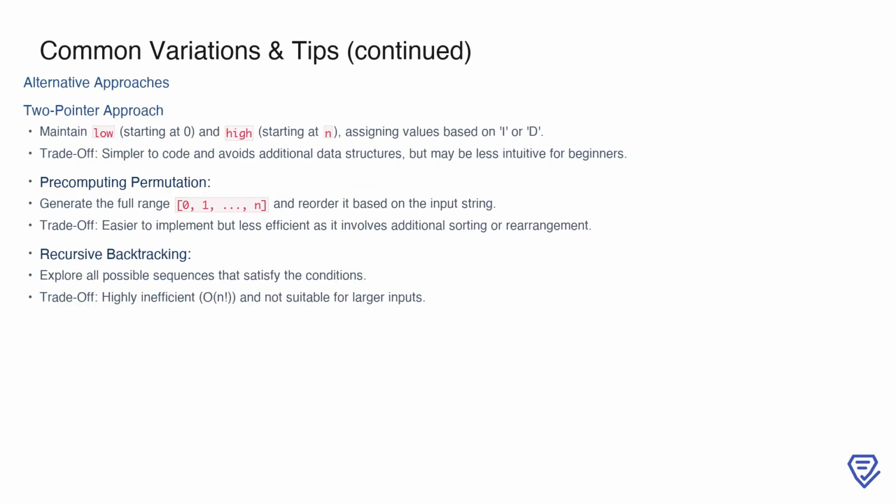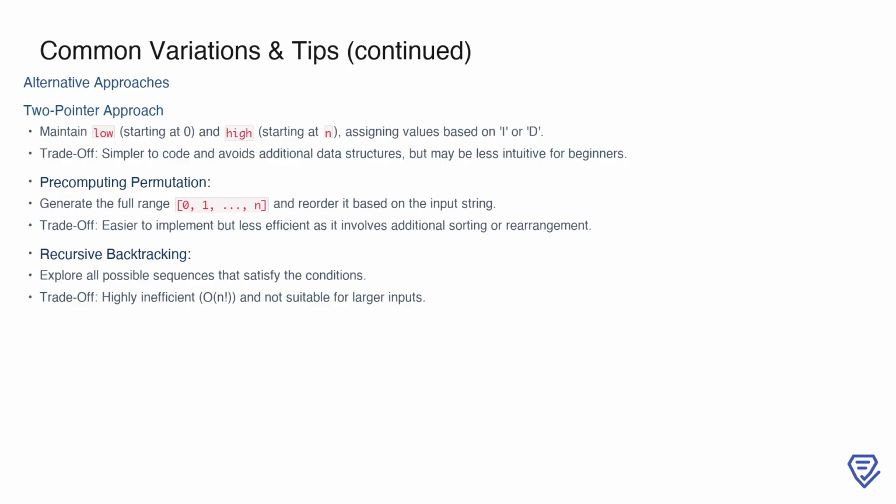There are alternative approaches to solving this problem, each with its own trade-offs. A common strategy is the two-pointer approach, where you maintain two indices, low, starting at 0, and high, starting at n. Depending on whether the current character is I or D, you assign values from either end, progressively narrowing the range. This method is simple to implement and avoids using additional data structures, though it might feel less intuitive for beginners.